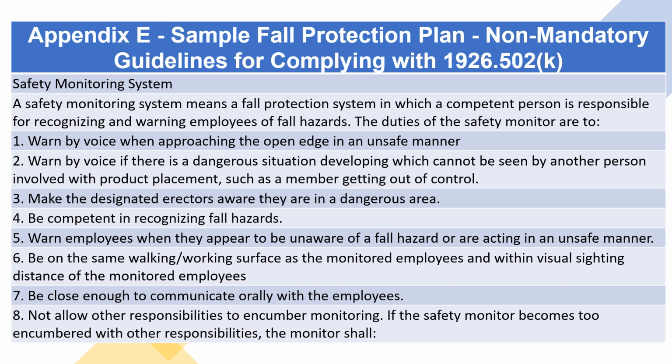3. Make the designated erectors aware they are in a dangerous area. 4. Be competent in recognizing fall hazards. 5. Warn employees when they appear to be unaware of a fall hazard or are acting in an unsafe manner. 6. Be on the same walking/working surface as the monitored employees and within visual sighting distance of the monitored employees. 7. Be close enough to communicate orally with the employees. 8. Not allow other responsibilities to encumber monitoring.